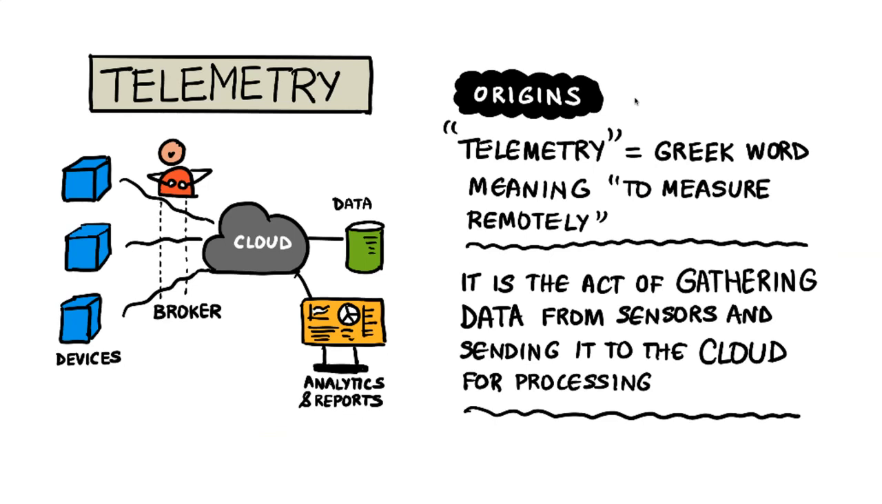Okay, so let's take a moment to talk about telemetry. A little bit of historical data. The word telemetry is Greek, and it means to measure remotely. Metry, metering, part of measuring. Tele, you might know from telephone, long distance speaking. Television, long distance vision. Telemetry is remote long distance measurements. And it's the word we use for measuring data from sensors and sending that to the cloud.